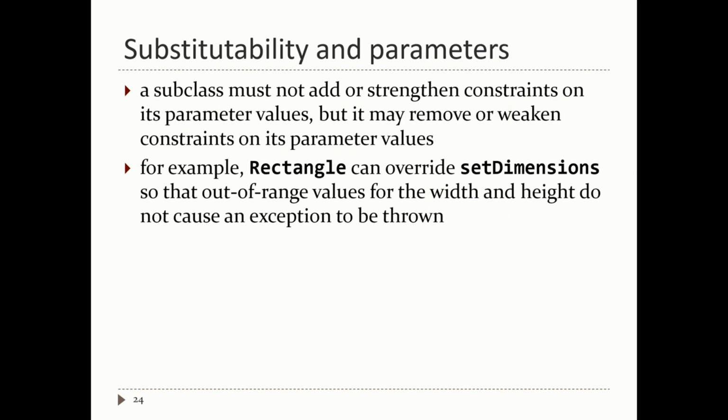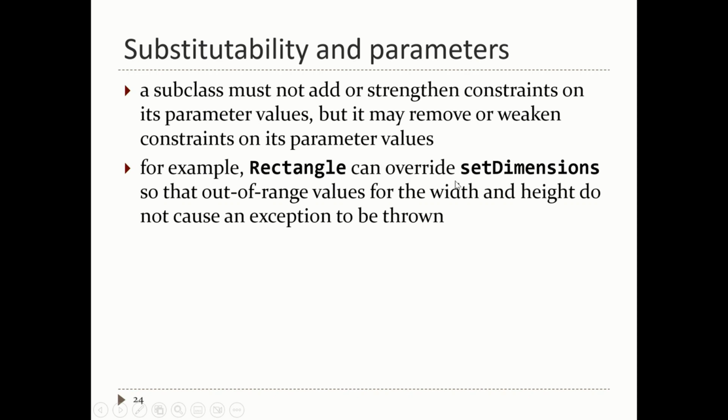Okay, so if a method that you're overriding must accept all of the parameters or all of the values that the overridden version of the method accepts, does that mean that you can't change what values that the method accepts? And the answer is no. So in your subclass, you can't add or strengthen constraints on any parameter values in a method. So Square can't correctly add the constraint that the width and height must be the same. But you are allowed to remove or weaken constraints on the parameter values.